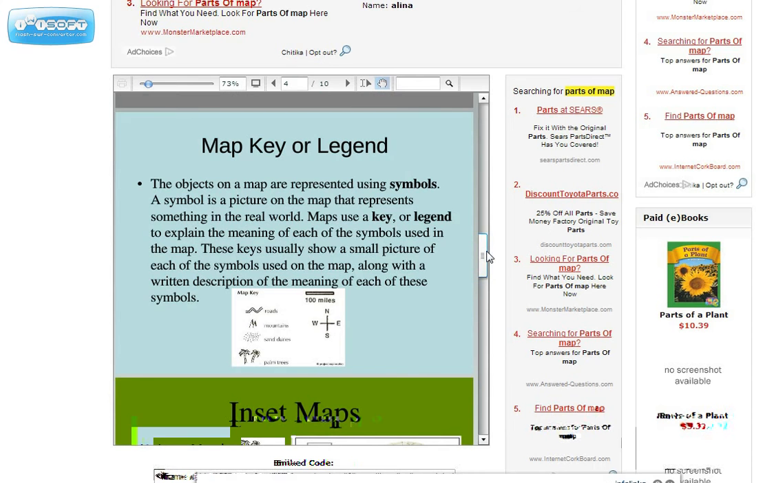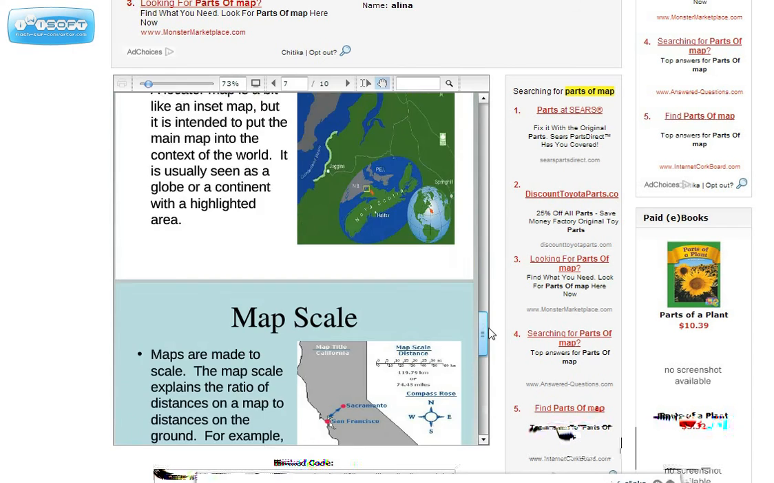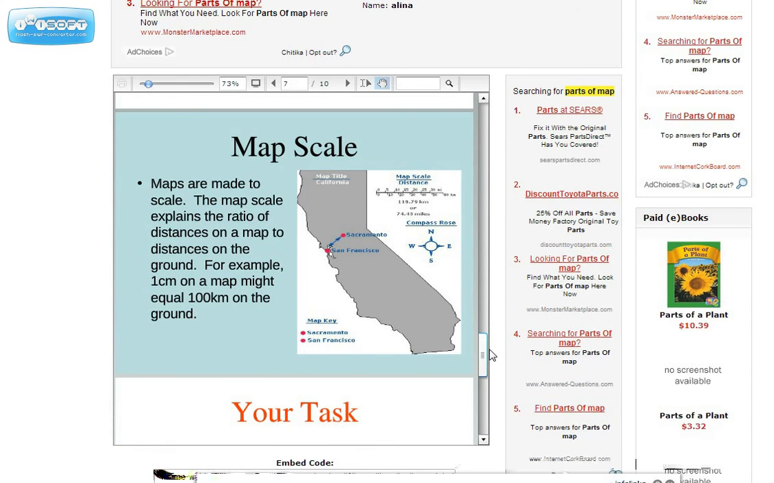Map key or legend. This is one of the most important parts. It shows us what all the symbols on the map mean. And the last one, map scale. It shows us the distances. For every centimeter we go, it might be 100 miles or something like that. So, for 2, 3, 4, and 5, you label those 4 parts of the map.